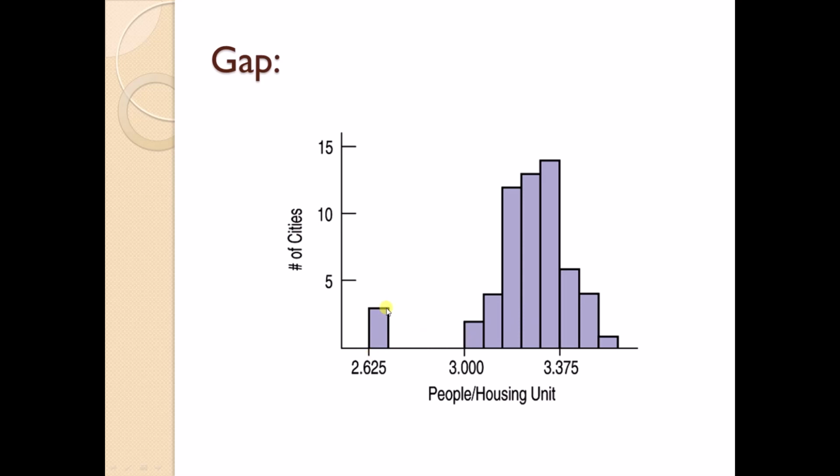This looks like three observations. You could say there's three outliers on the low end. You could say there's a cluster here and a cluster here. You can say there's a gap between 2.625 and 3. So, however you want to say it, just any of those should work.